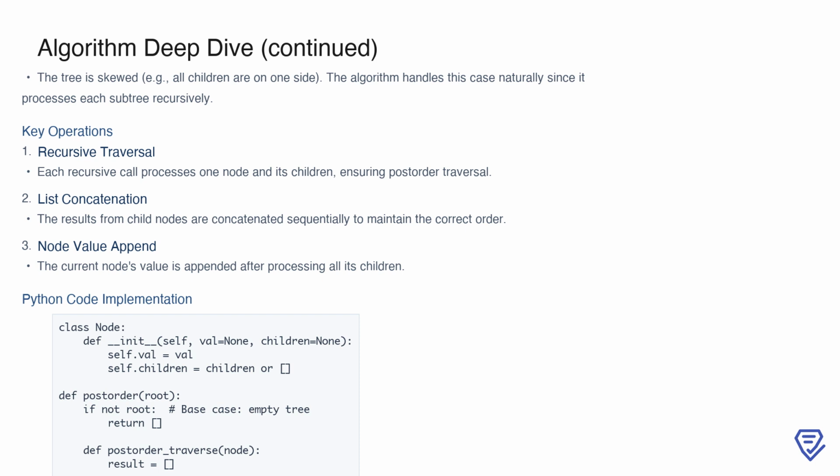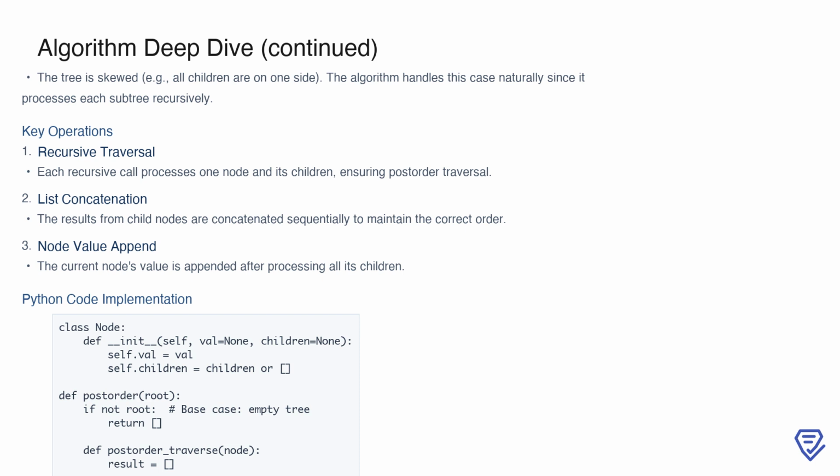First, the recursive traversal processes one node and its children at a time, ensuring that each subtree is visited in postorder. Second, list concatenation is used to combine the results returned by recursive calls for each child node, preserving the correct sequence. Finally, the current node's value is appended to the result after all its children have been processed, completing the postorder sequence for that subtree.